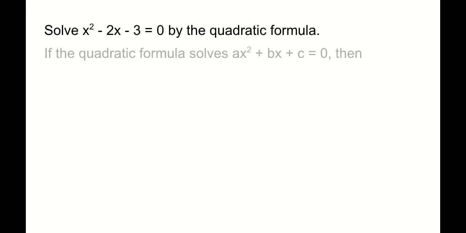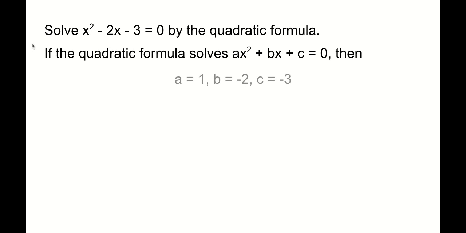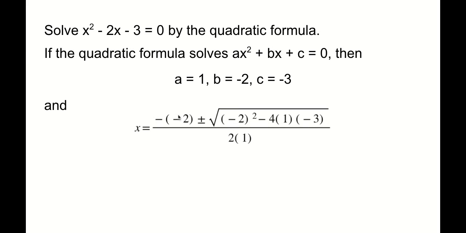Well, if this is true, then since our quadratic formula solves ax squared plus bx plus c, a must be the coefficient here, which is 1. b must be this term, which is negative 2. And c must be this term, which is negative 3. So a is 1, b is negative 2, and c is negative 3. Put it into our quadratic formula, and we'll get minus b, so that's negative negative 2, plus or minus the square root of b squared, and then minus 4, and then a is 1, c is negative 3, all over 2 times a.